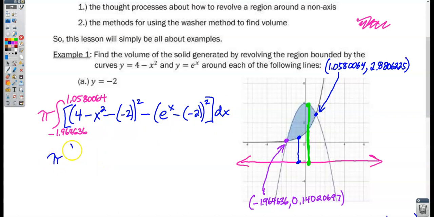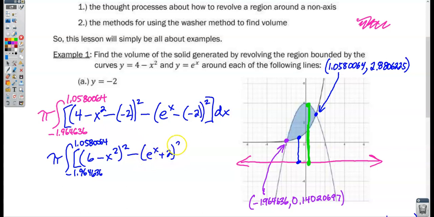I could rewrite this integral with the limits -1.964636 and 1.0580064, times, let's see, this is 4 minus x squared minus -2, so that ends up being 6 minus x squared. And this ends up being e to the x plus 2. And so there's my setup.